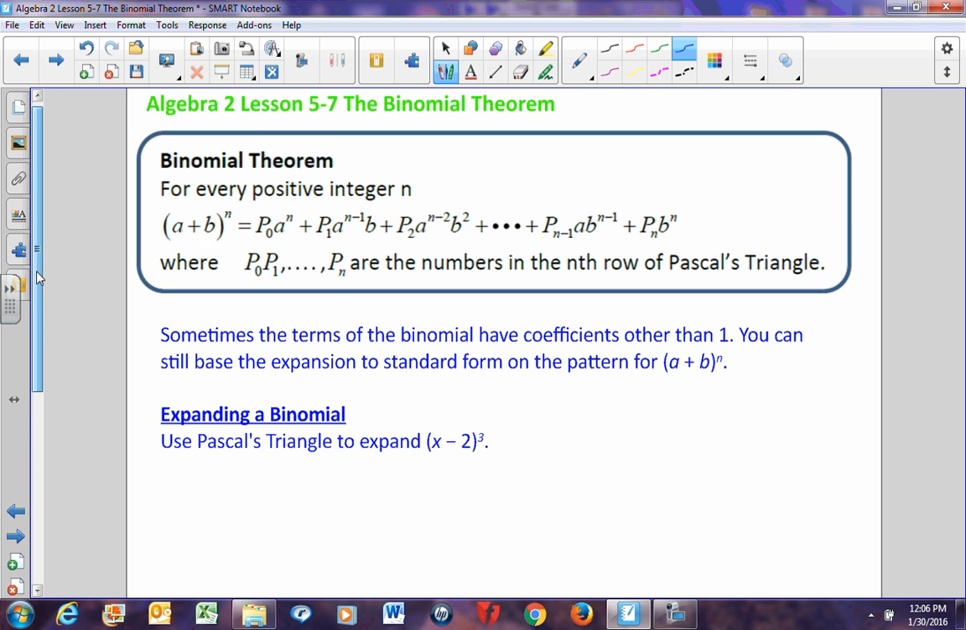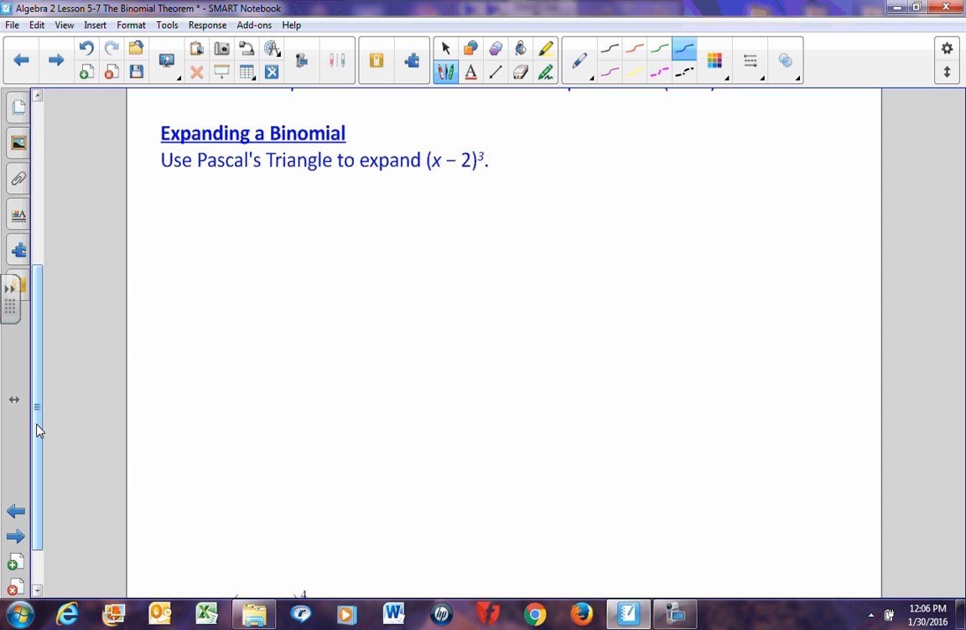We're going to expand x minus 2 to the 3rd. That's not huge, but it's big enough that I don't want to multiply it out by myself. The thing we should pay attention to is this would be the 3rd row of Pascal's triangle, which is 1, 3, 3, 1.